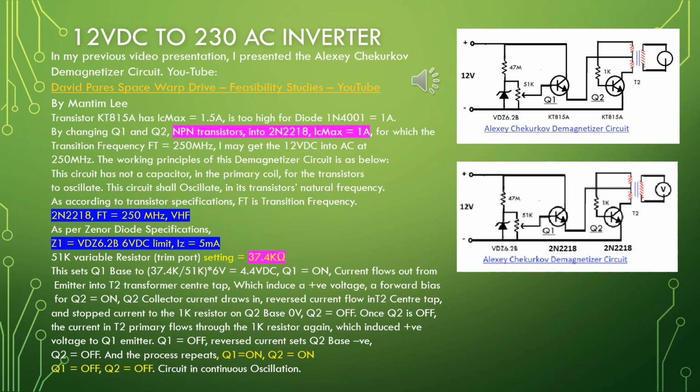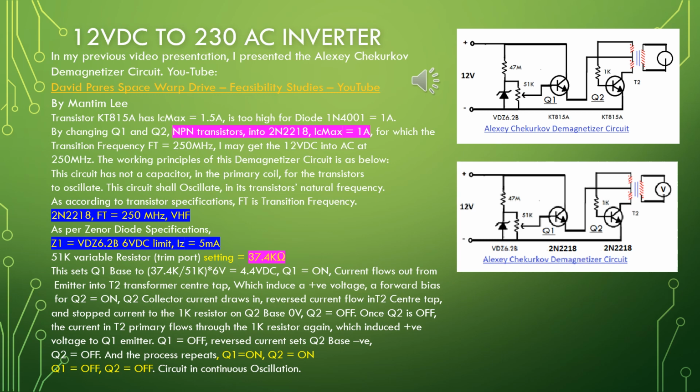The circuit has no capacitor in the primary coil for the transistor to oscillate. This circuit shall oscillate in its transistor's natural frequency, as according to the transistor specifications, Ft is transition frequency. 2N2218 Ft equal to 250 MHz. This is in the VHF bandwidth.